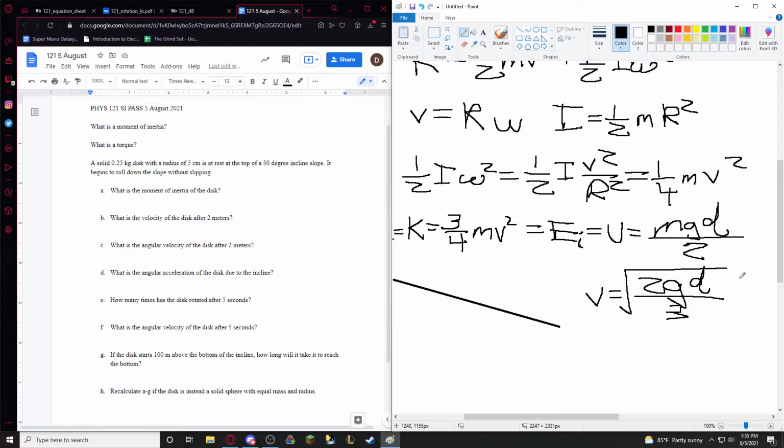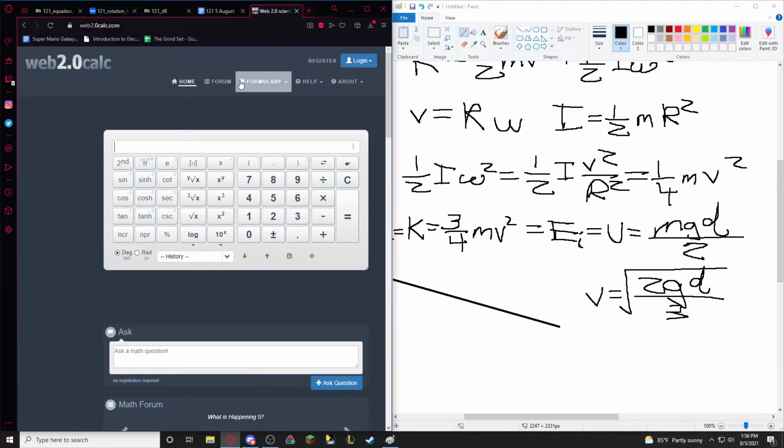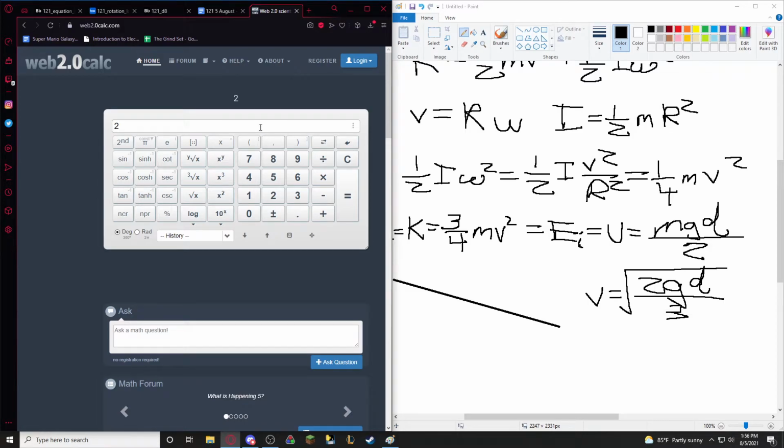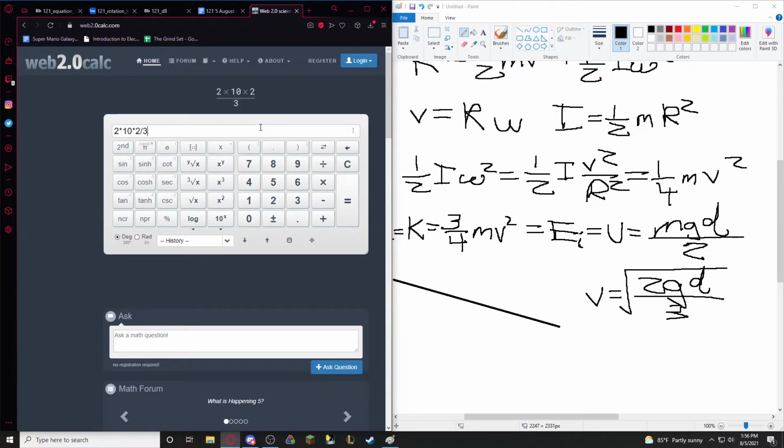So what's our velocity after the disk has rolled 2 meters? Two times 10 times our distance rolled, 2 meters, divided by 3. 0.5? Oh, I've got to square it. I take the square root. Let me actually double check that. 4/3 times 10 times 2 times sine of 30.